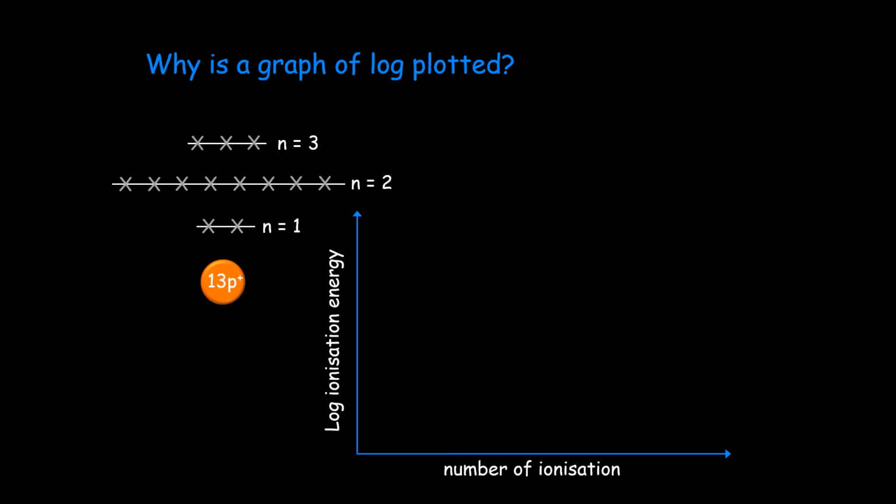Now what we're going to do is remove one electron at a time from an aluminium atom. Now we're going to plot a graph of log ionization energy against number of ionization. Now why do we plot a log of ionization?